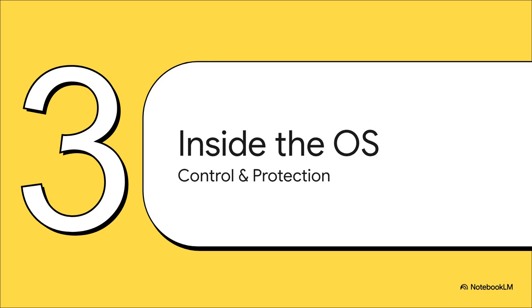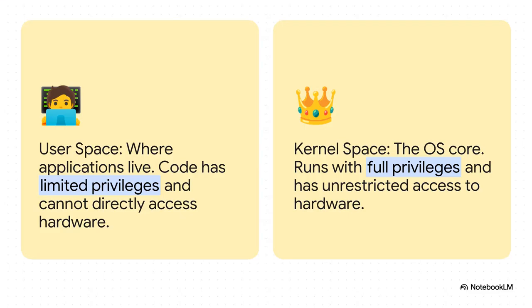Okay, so we know what the OS does. But how does it maintain this incredible level of control and protection? Well, to understand that, we need to peek inside the OS structure itself. Modern operating systems divide the world into two very distinct zones. First, there's user space. You can think of this as the Wild West. It's where all your applications live. They have very limited privileges, and they absolutely cannot touch the hardware directly.